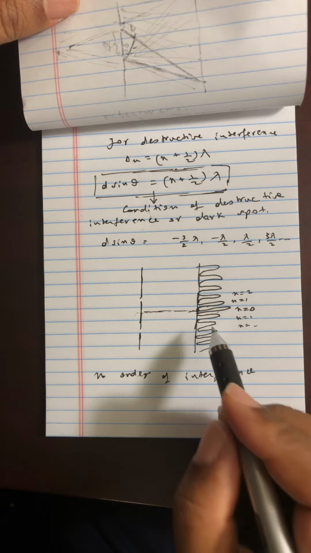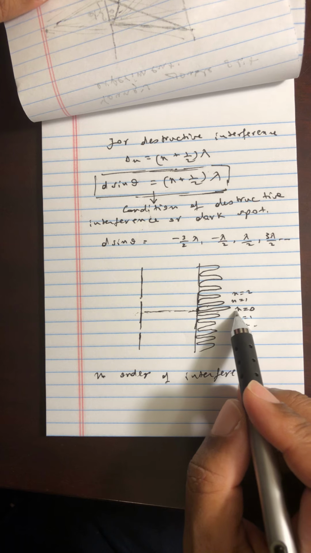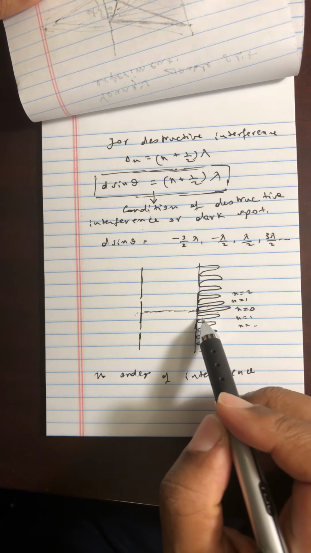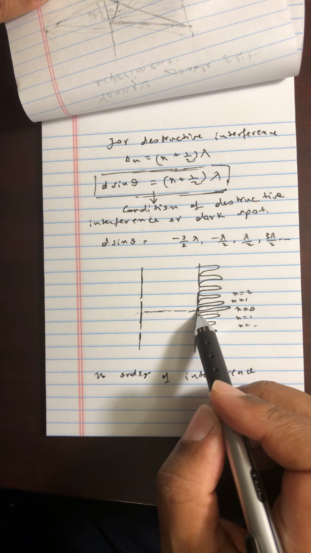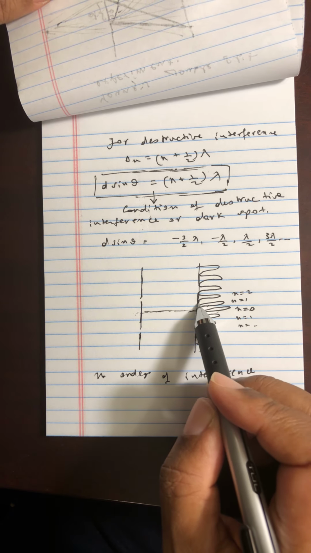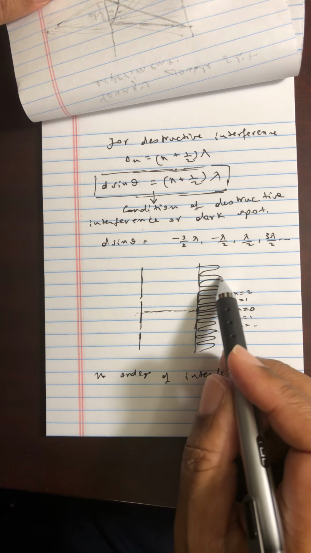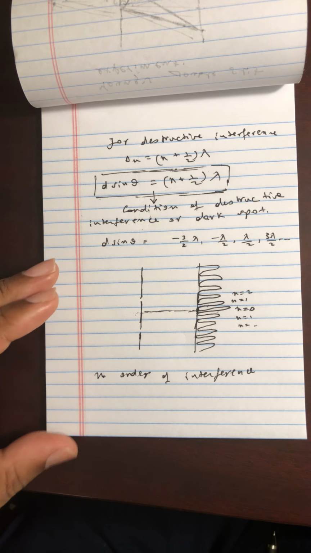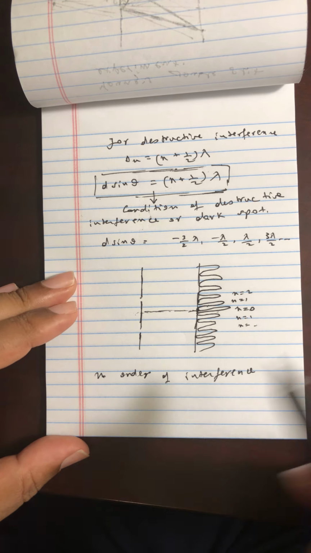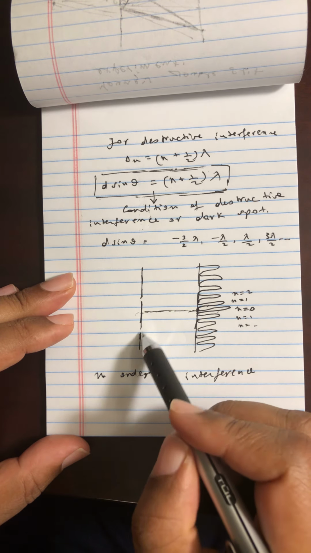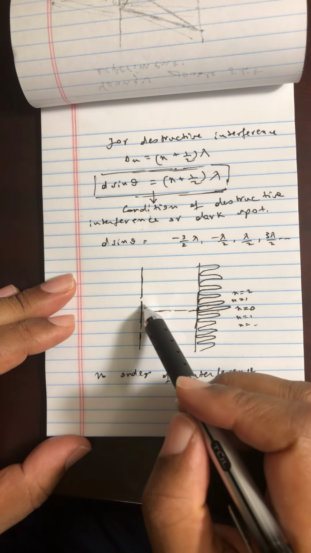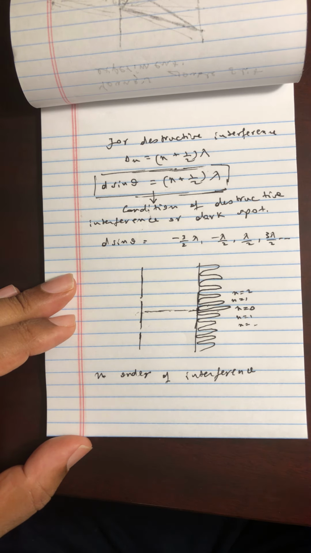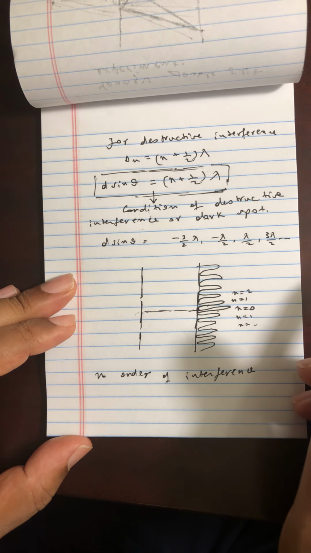So the path difference starts with 0 at the center, which is constructive interference. Then as we go farther, the path difference increases. First we get half of the wavelength, which is darkness. Next we get a full wavelength, which is brightness. And so we see alternating brightness and darkness on the screen. That is the result of the double slit experiment, the result of waves interfering from two slits: a wave coming from here and a wave coming from here results in this pattern of brightness and darkness.